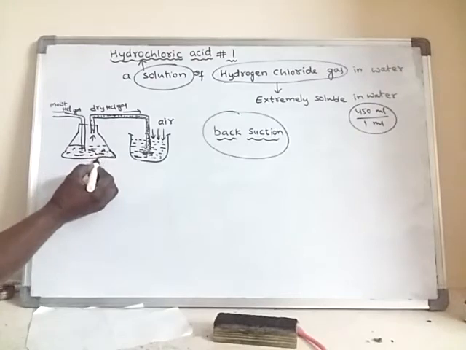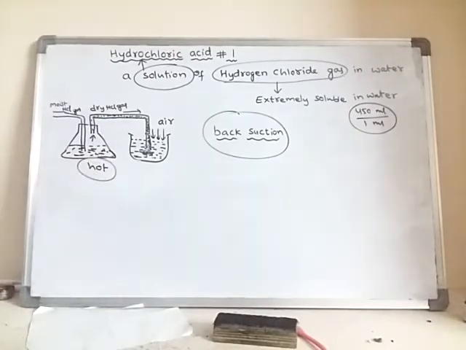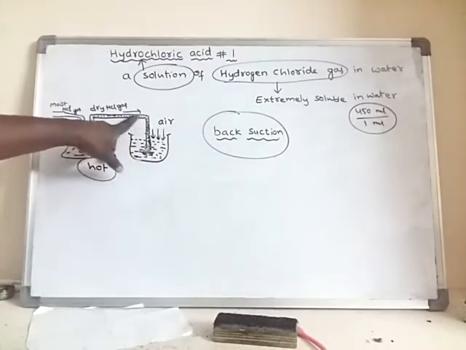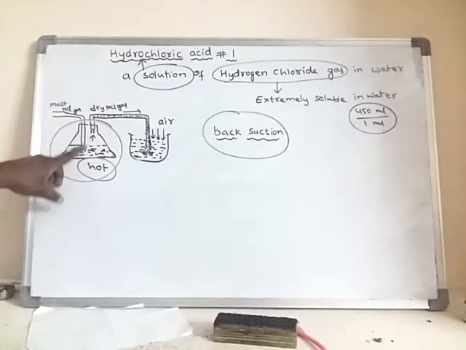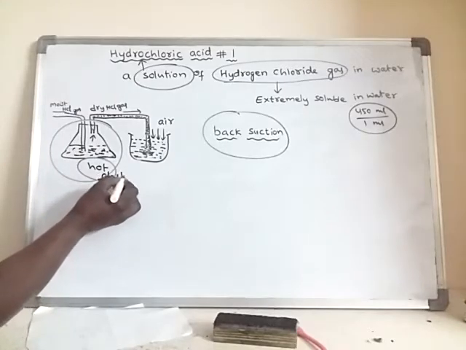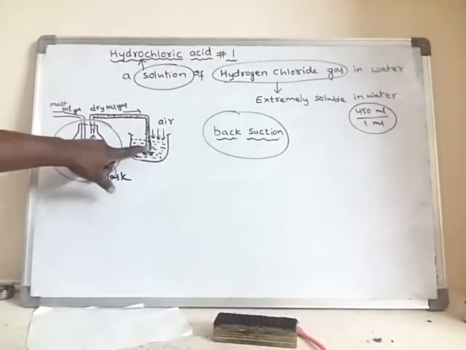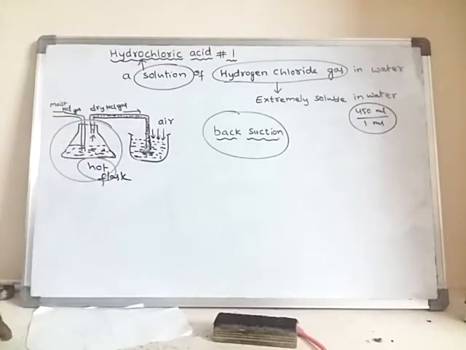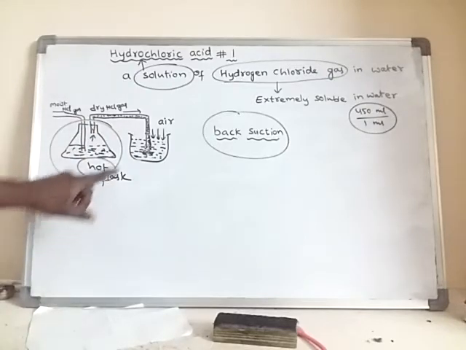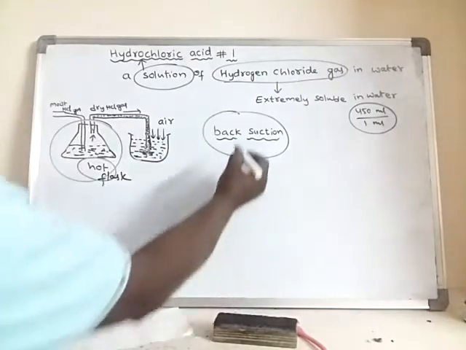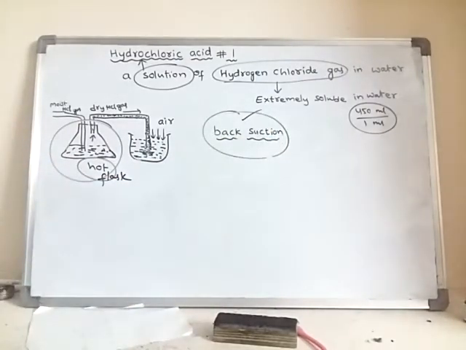Actually this flask is somewhat hot. Because of the hot flask, as the water rises and enters the hot flask, this flask may break down. There is a chance of the hot conical flask breaking down. In order to avoid this, the water should not rise up. That means we have to stop back suction. Back suction should be stopped.